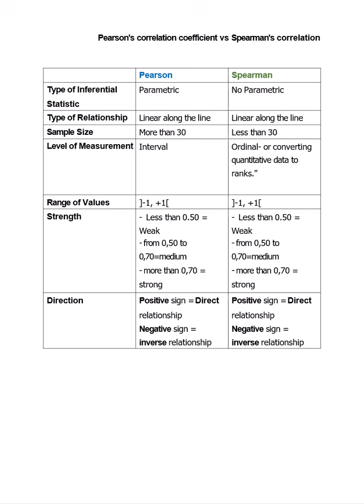Strength: less than 0.50 equals weak; from 0.50 to 0.70 equals medium; more than 0.70 equals strong. Direction: positive sign equals direct relationship; negative sign equals inverse relationship.